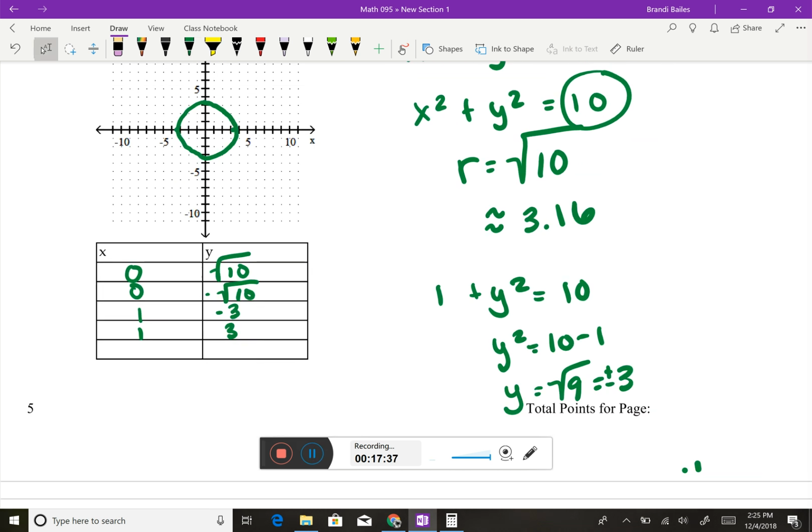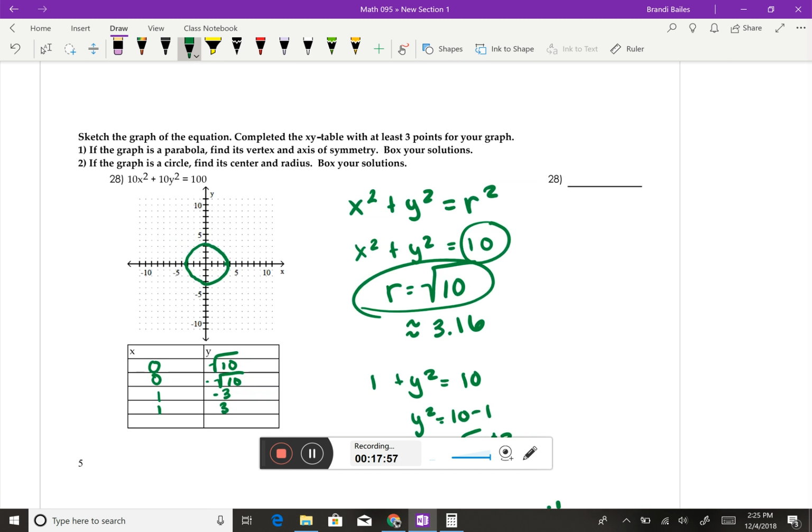And now I have some points that I can kind of double check. Let's see, over at 1, I should be up right about 3. Oh, sorry, at positive 1, I should be at 3 and also negative 3. At 0, I should be at negative and positive square root of 10, which is what I was shooting for when I got this. So that graph is complete.